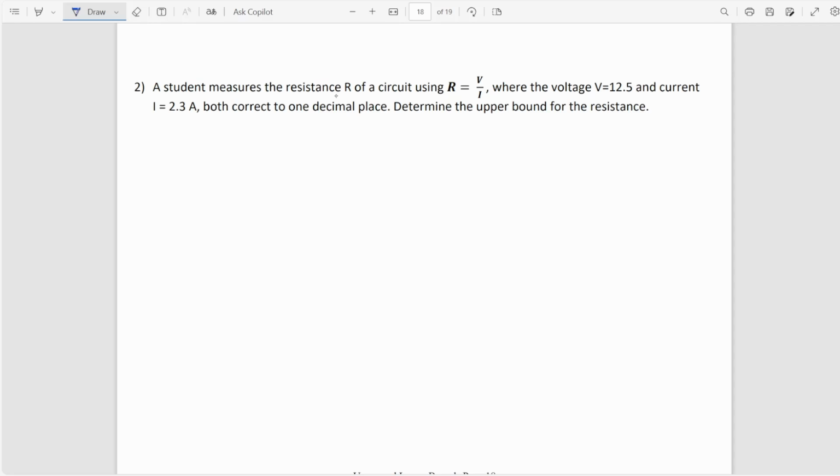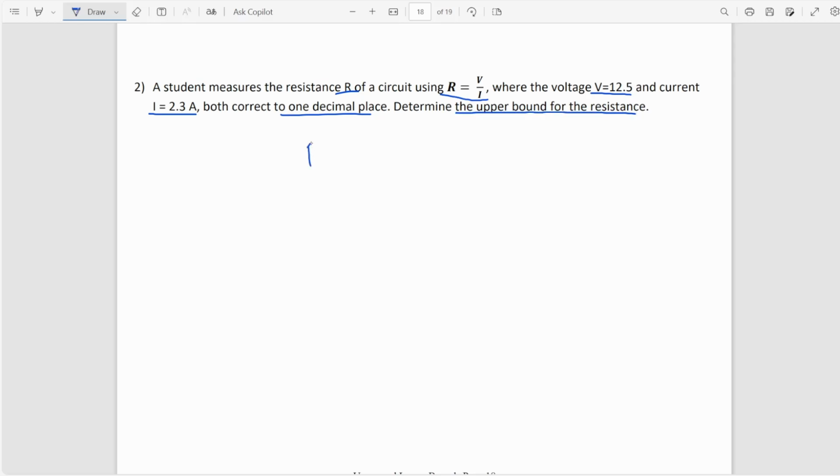A student measures the resistance R of a circuit using R is equal to V over I. Of course, this is not a rule you should know in the exam. This is given to you in the question. Where the voltage V is equal to 12.5 and current I is equal to 2.3 amperes, both correct to 1 decimal place. Determine the upper bound for the resistance. So we want the upper bound for the resistance.